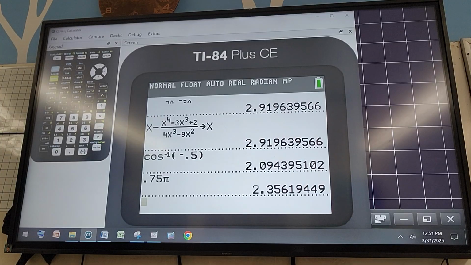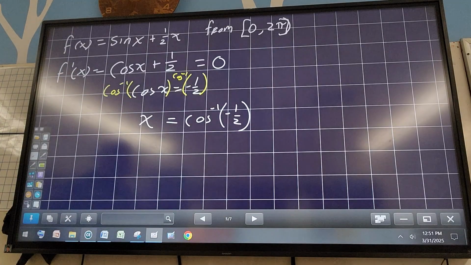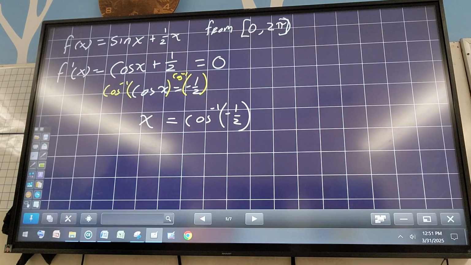So what's the problem with doing it like this, though? Do you see it? We got an answer out of this. Your calculator used Newton's method, because that's what it's using to get you whatever it said.